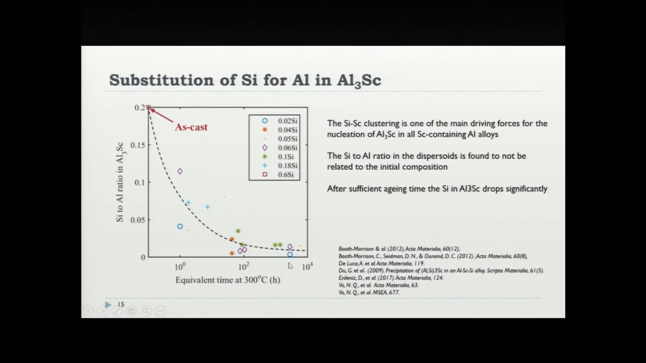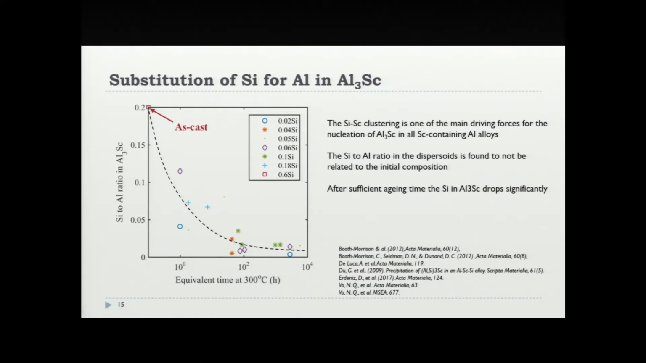And if you put them on an equivalent time at 300 degrees C, you can see that the silicon to aluminum ratio actually decreases, and it's not really related to the bulk composition in silicon, so it seems to happen in all these alloys. And if you look in our case, which is really as cast, so if you put it at 0 hours, you could see that it could fit in the top of the curve here. So really, it confirms that silicon plays a really important role in the first step of precipitation, so in the nucleation and initial growth of dispersoids.